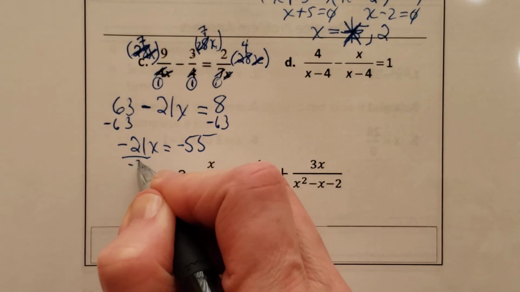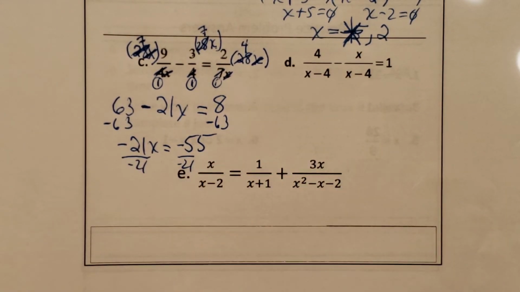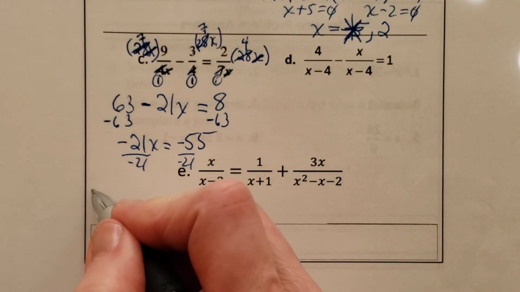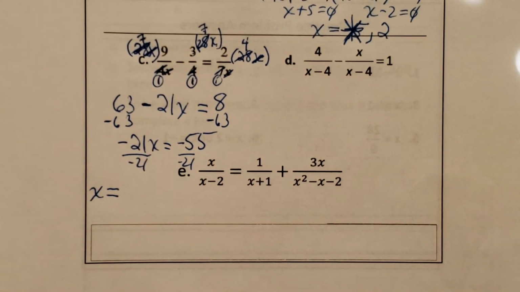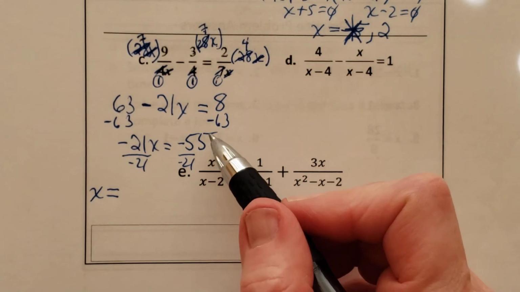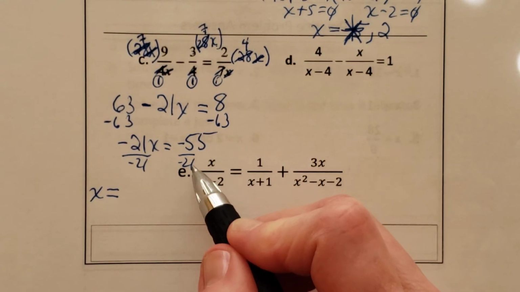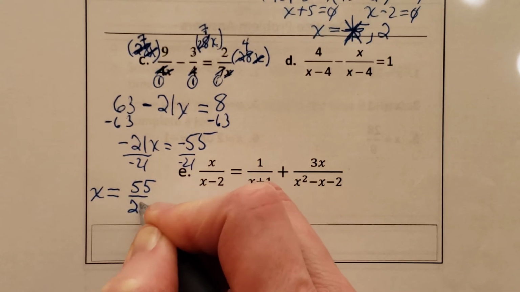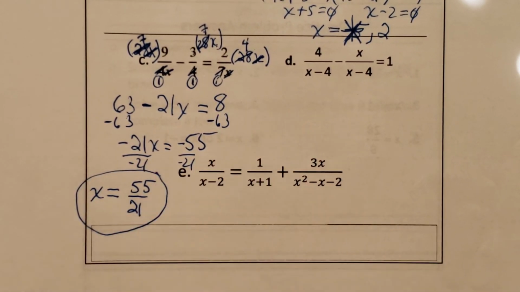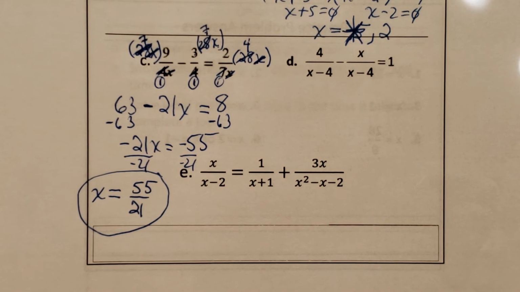So first of all, do you realize I'm having to divide by negative 21? So since it's a decimal, I'm going to leave it as fraction form. But I've got to remember that if I divide a negative by a negative, my answer is positive. My answer is positive 55 over 21.